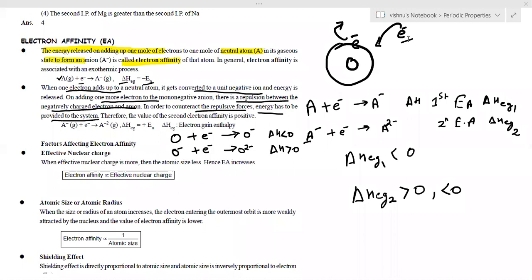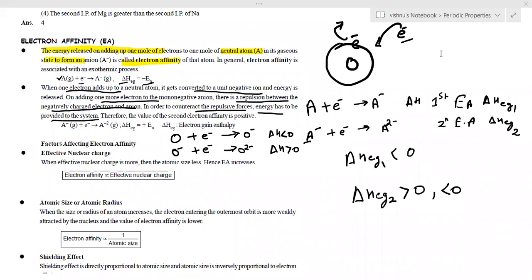Yes, I'm just giving an example of oxygen now, right? So obviously, in the case of oxygen, it is negative. If it is any other element, it may be positive or it may be negative. So I guess everyone got this.